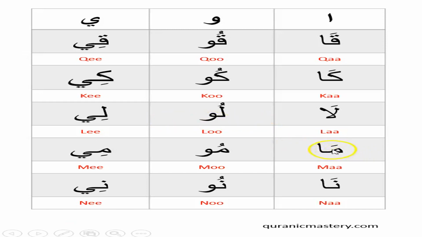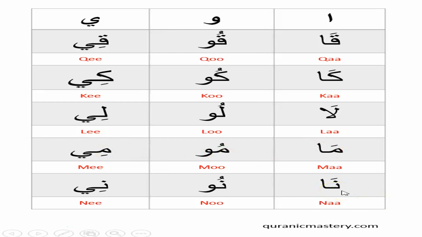Coming on to Mim. These are the easy sounds. Ma, Mu, Mi. Ma occurs so much in the Quran. Make sure we're not saying this flat. It's Ma. Again, Mu, Mi.